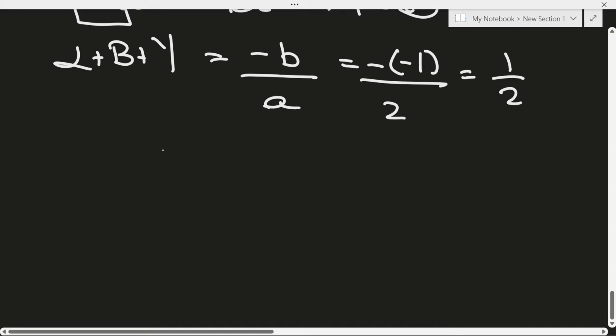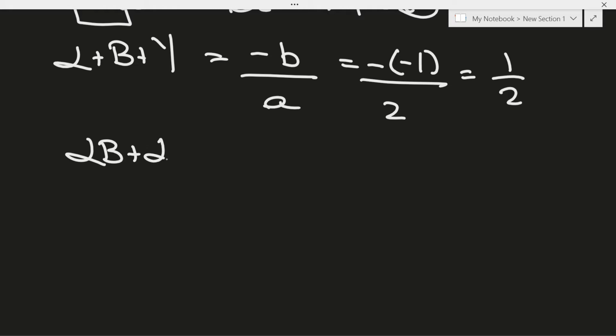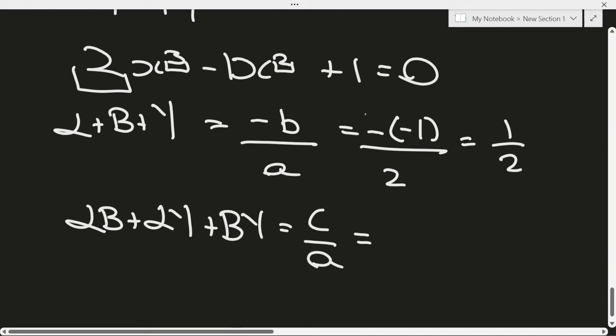Next, we want to find the sum of the product of two of the roots at a time. So we'll have alpha beta plus alpha gamma plus beta gamma. And that's equal to what? That's right, it is equal to c over a. In this case, the c value. Now, where is the third x?